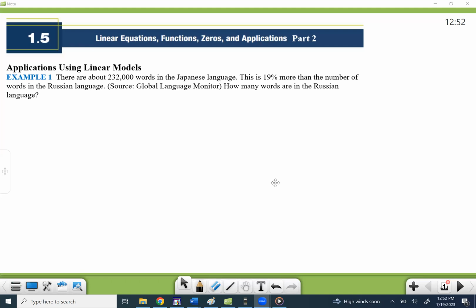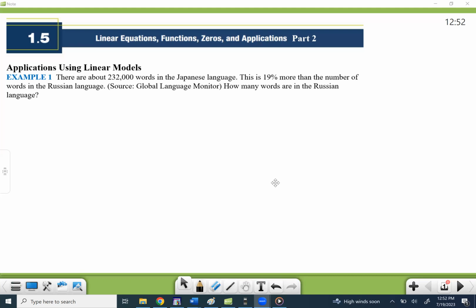It says there are about 232,000 words in the Japanese language. This is 19% more than the number of words in the Russian language. How many words are in the Russian language? So don't feel bad if you've read this 5 times before you even start. Honestly, it takes everybody a little while to get their bearings, get a grip on the situation, and fully understand the situation at hand. So I would definitely read it through a few times.